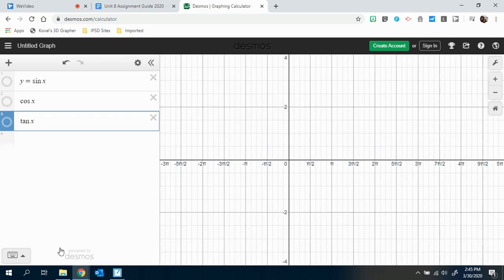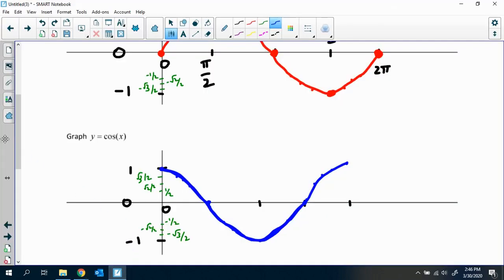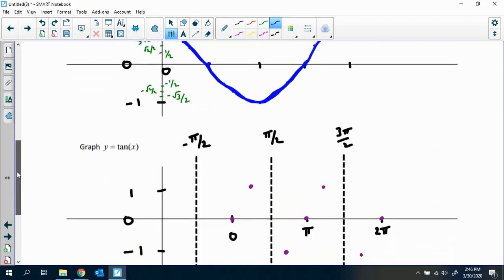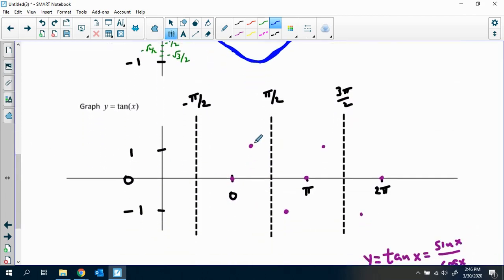Now, tangent is a little bit different. Tangent is sine over cosine. So I put the sine values divided by the cosine values, and I took a little bit of liberty to do this on my own, but I also know certain really easy ones. For example, at pi over 4, I have 1. And so on. So it looks something like this.